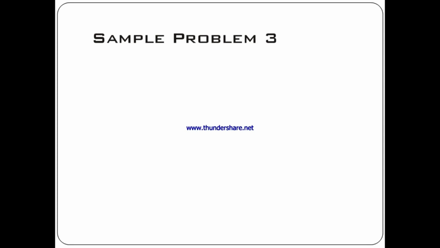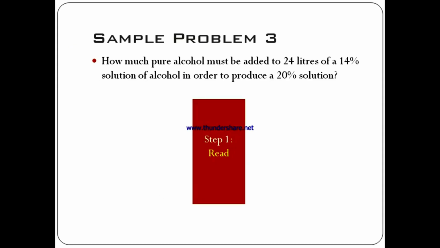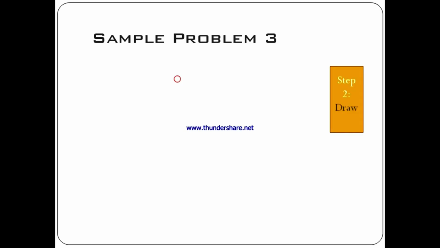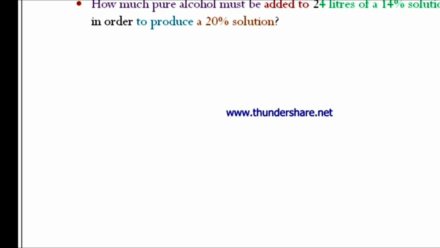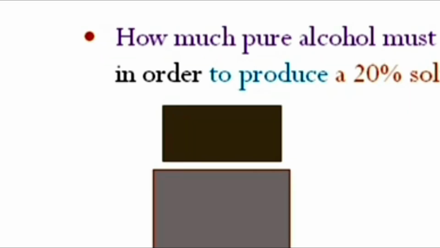Sample problem number 3. The first step is to read. Step 2 is to draw. Let's draw the first mixture: pure alcohol. That means 100%.